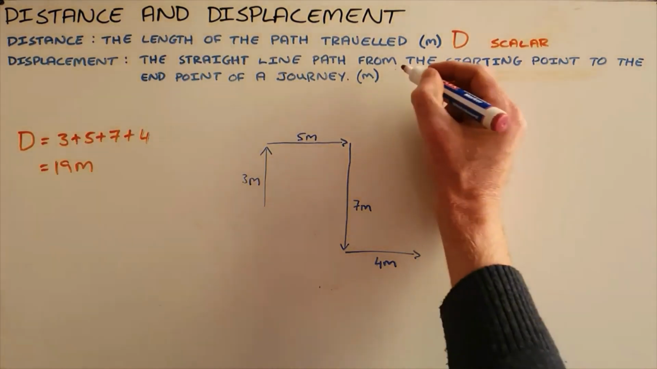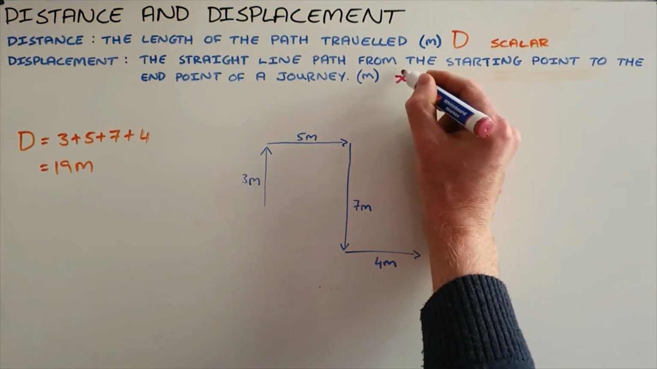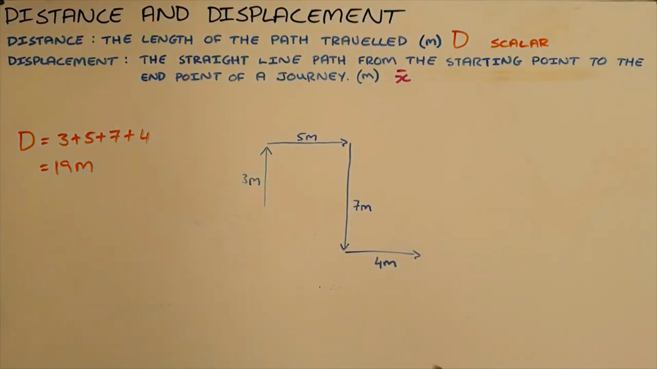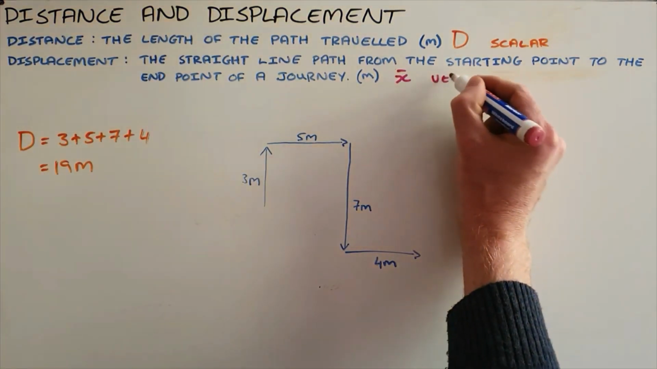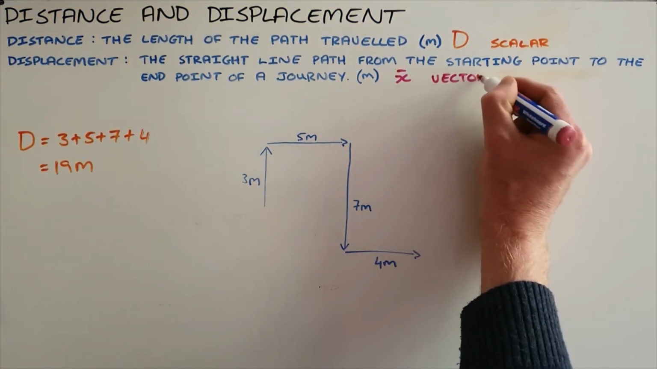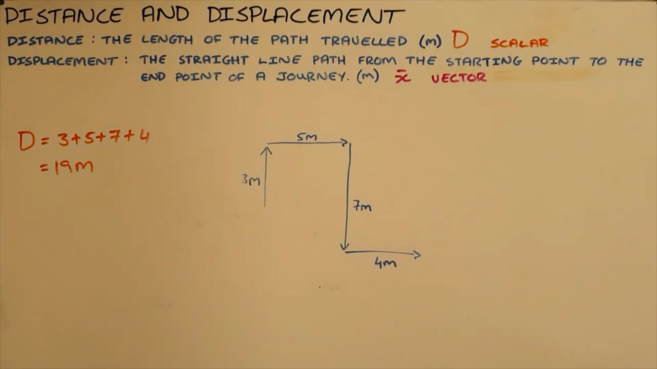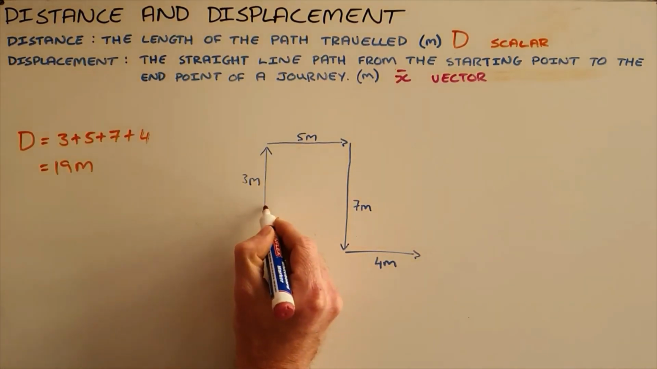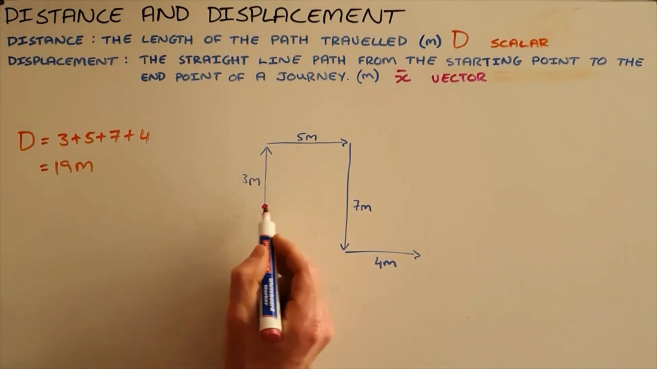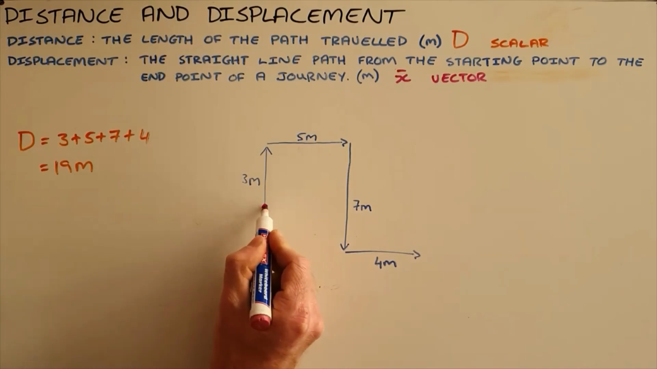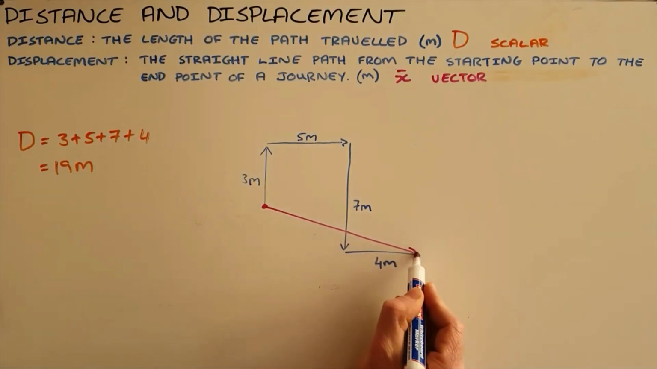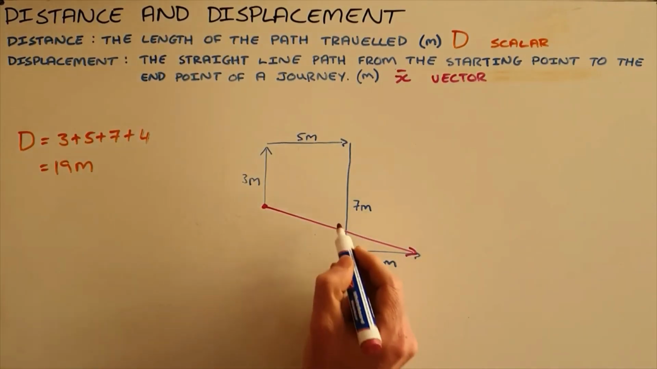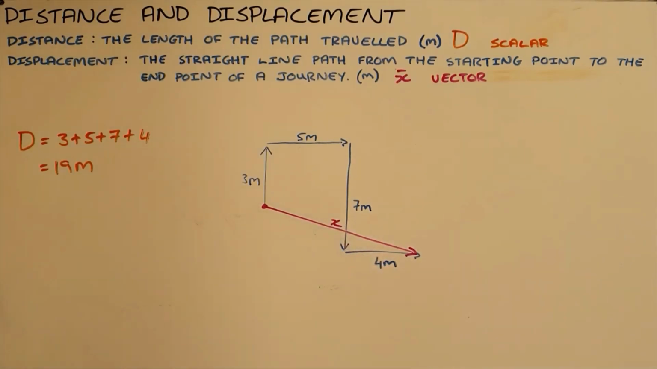Displacement, on the other hand, has the symbol x, often denoted with a line on it to remind us that it is a vector quantity, and it is defined as the straight line from the starting point to the end point of a journey. So we would find the displacement of this object by drawing a straight line from the starting point to the end point of this journey, and that would be defined as our displacement.